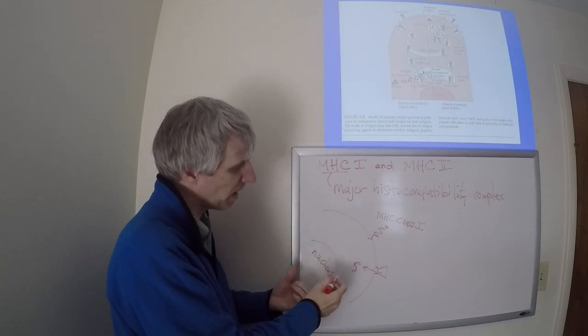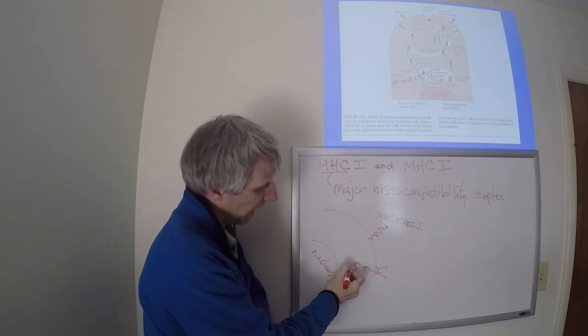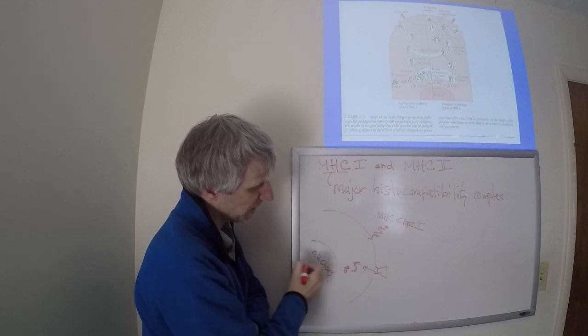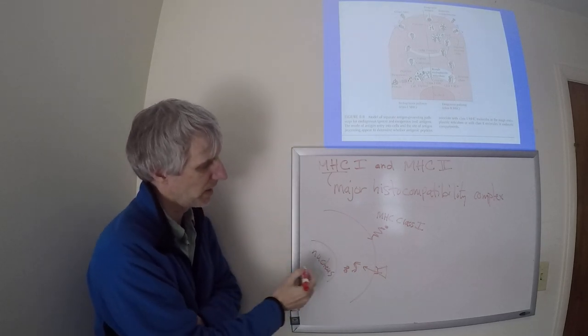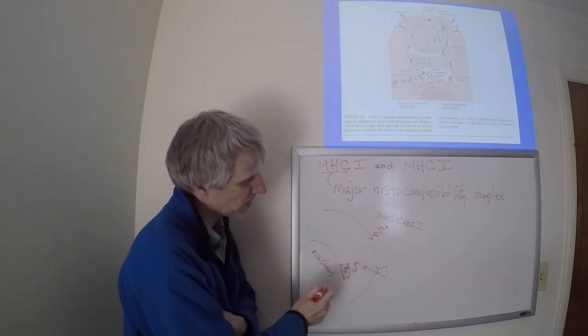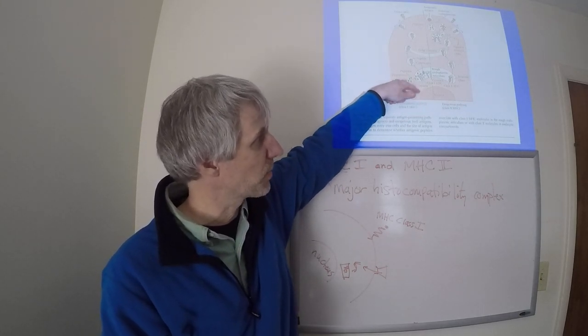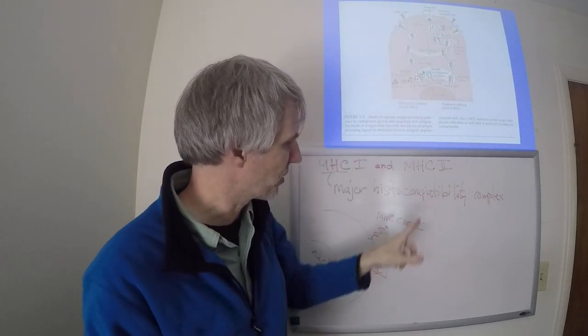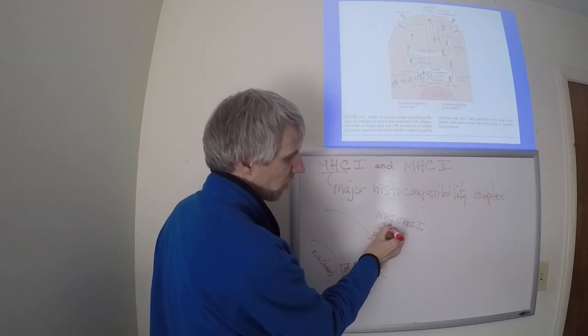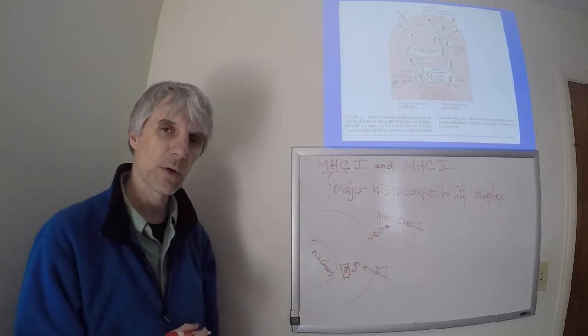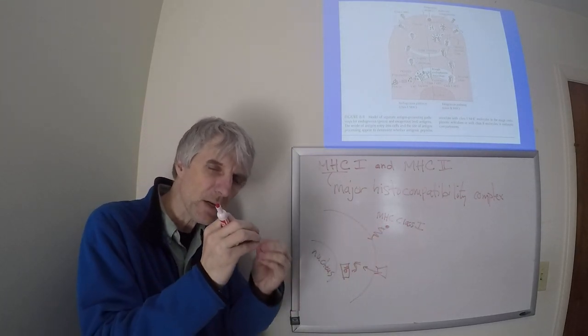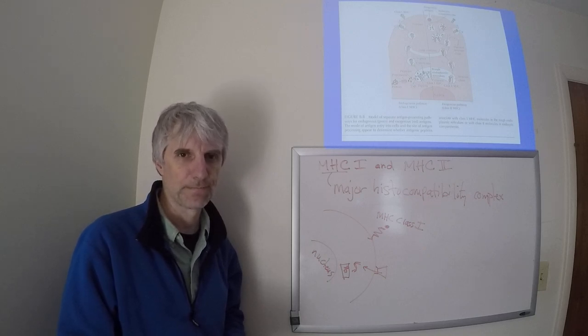Because this nucleic acid is going to code for particular viral proteins, some of these viral proteins will end up being processed by the endogenous pathway, and then on the surface of this cell will be this little piece of a viral protein.